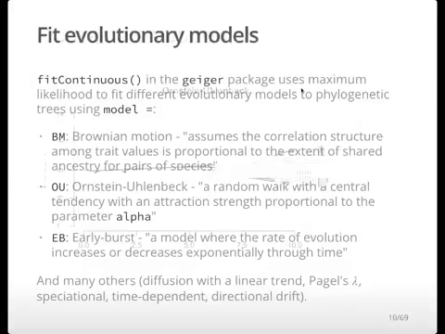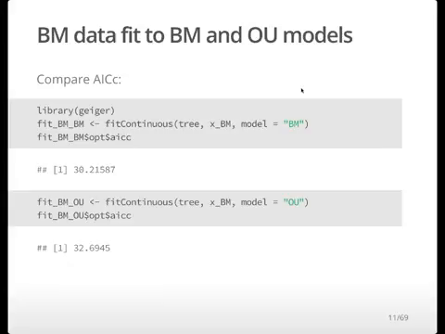Okay. And then we can fit different evolutionary models. We'll come back and do more of this Friday. If we fit the data we know to have been produced by Brownian motion, we can fit 2 different kinds of models, and we see that the Brownian motion data fit to a Brownian motion model fits better.